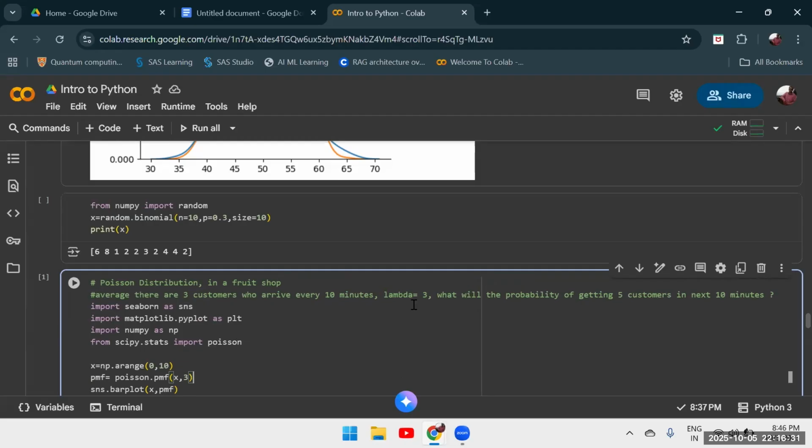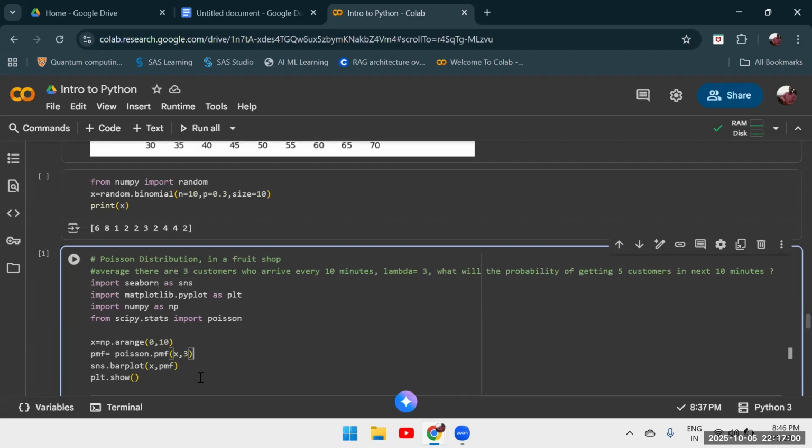Every 10 minutes I get new customers, so my interval is going to range from 0 to 10, and 3 customers are coming. First I need to find out using my Poisson distribution how this is working. For my Poisson distribution, I need to input this data, and only then can I predict from it. Till here, is this clear for you guys?